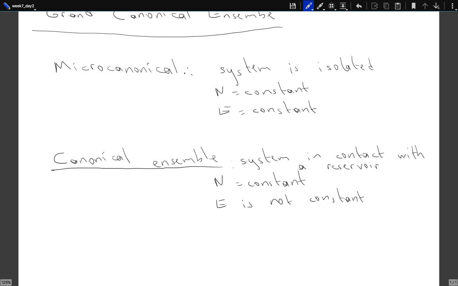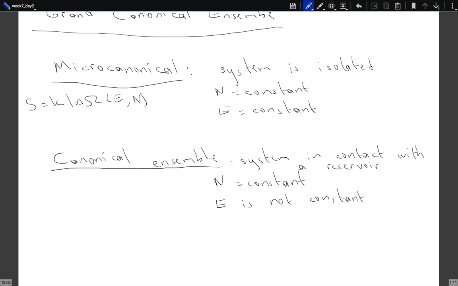And in the microcanonical ensemble, our basic assumption was that all the states are equally probable. So if there are omega E states, all of them are equally probable, and we had defined the entropy of the system to be k times logarithm of this omega, which was the number of states.